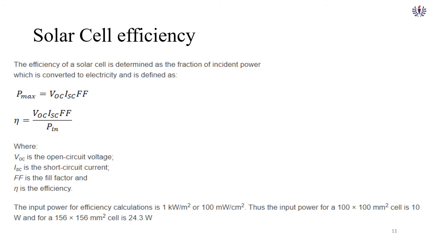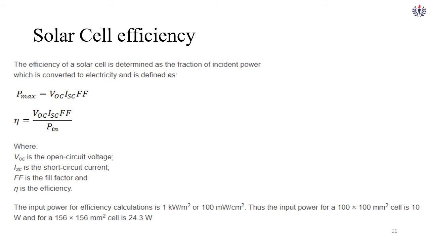So, cell efficiency can be determined by the fraction of the incident power which is converted to electricity, and it is defined as maximum power equal to VOC into ISC into fill factor, where the efficiency of the cell is given by VOC ISC fill factor divided by the input power, because the efficiency is equal to output power divided by the input power.